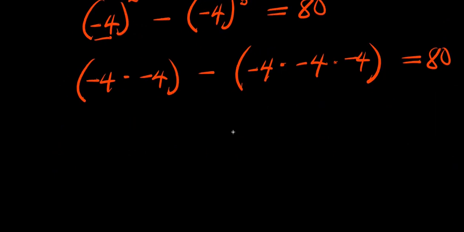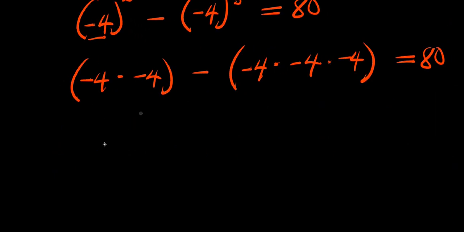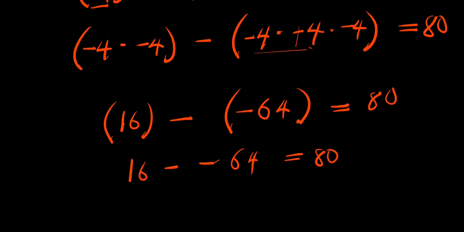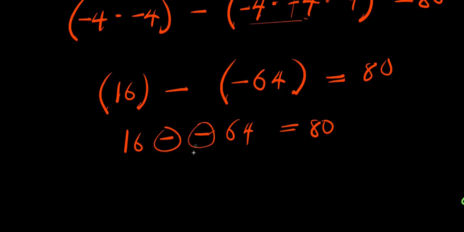So from here, what we are going to do is multiply this. This will give us 16 minus, this is 16 times -4. This will be -64, right? This will cancel this, so we have this one negative again, so this will give us -64, and this equals 80. So we have 16 minus -64 equals 80, and from here, remember, minus times minus is positive, so we have 16 plus 64 equals 80.